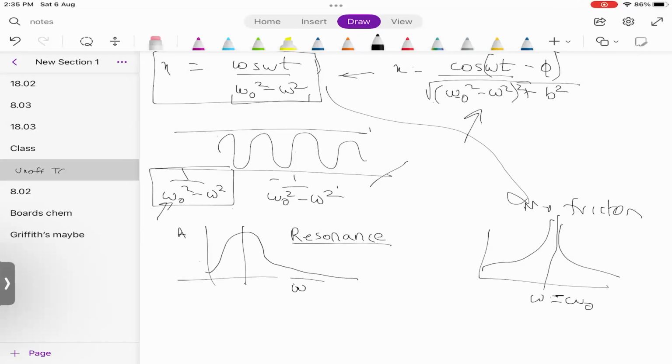Wait, but how can amplitude be infinite? Like, a pendulum can only rotate in a circle, right? So it can be at max 2 pi. Yeah. In this case, it will simply keep going and going and going in the same direction. If that makes sense.